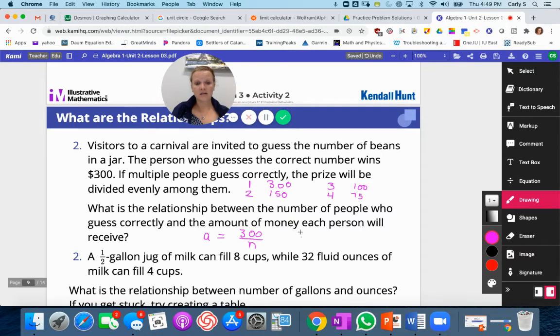I could also say the amount each person gets times the number of winners is 300. This one usually makes better sense to me, but you're going to get answers using either equation because the equations are equivalent.